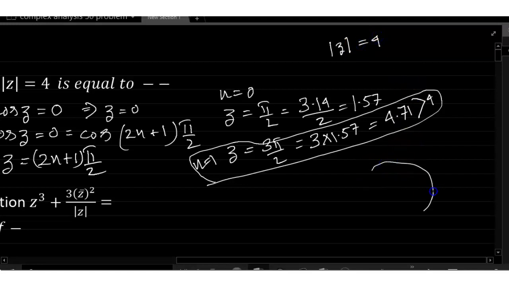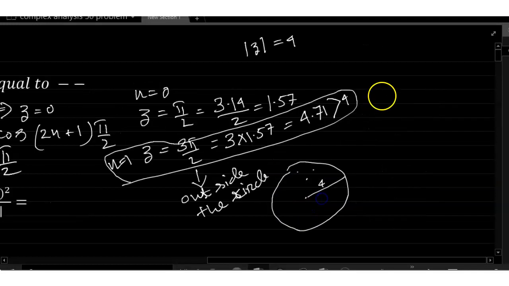So I draw a circle, and my circle radius is 4. The points should be inside the circle, not outside the circle. So 3π/2 lies outside the circle, and 0, π/2, and −π/2 lie inside the circle.